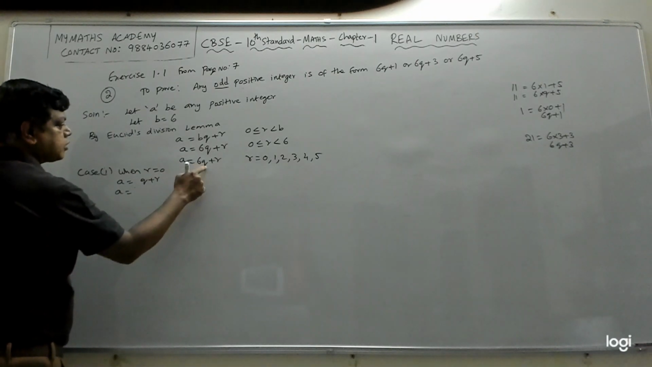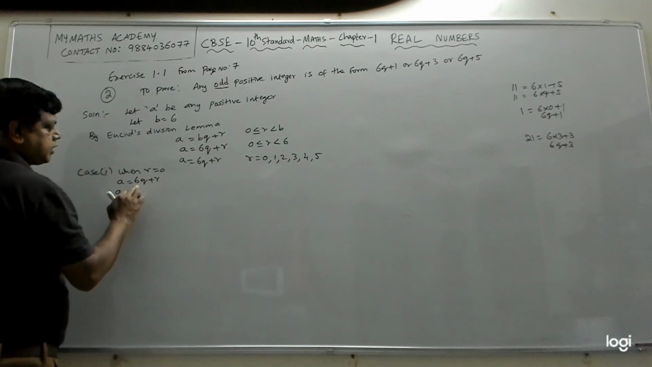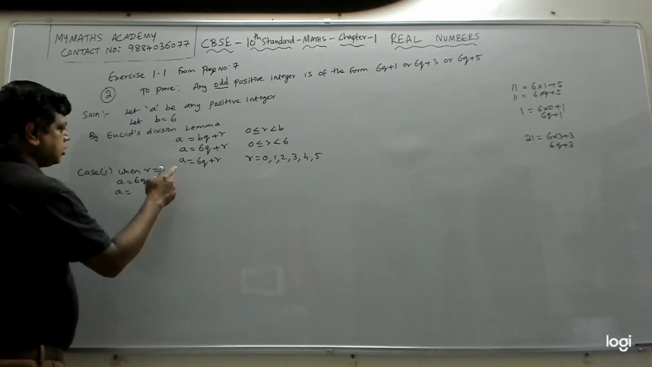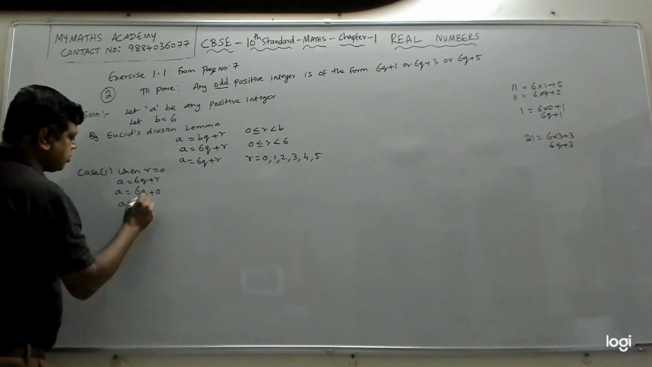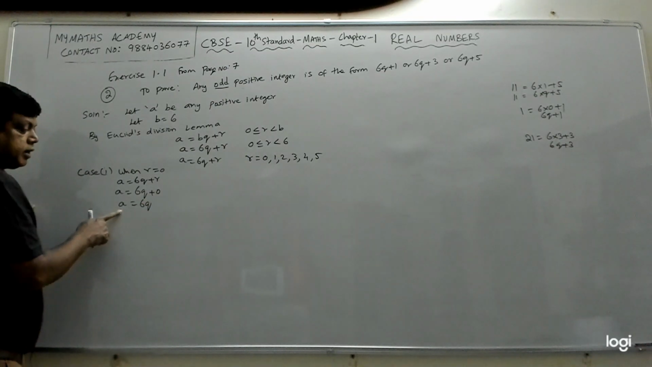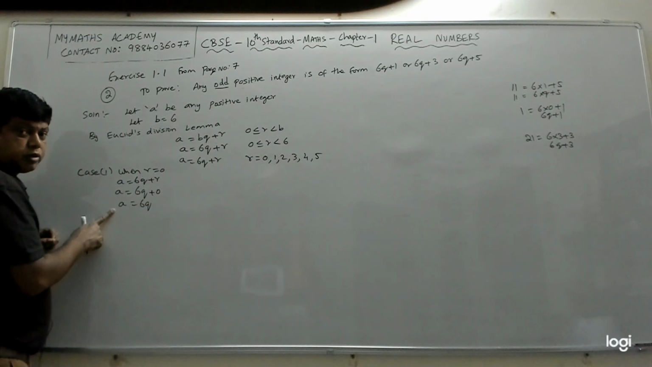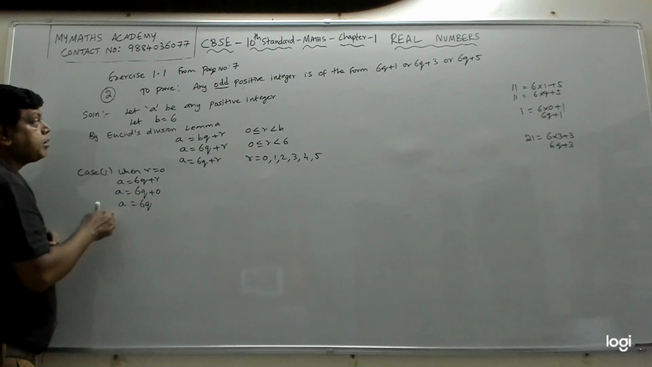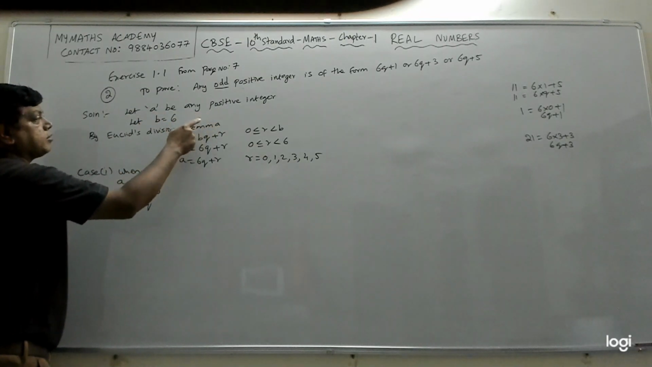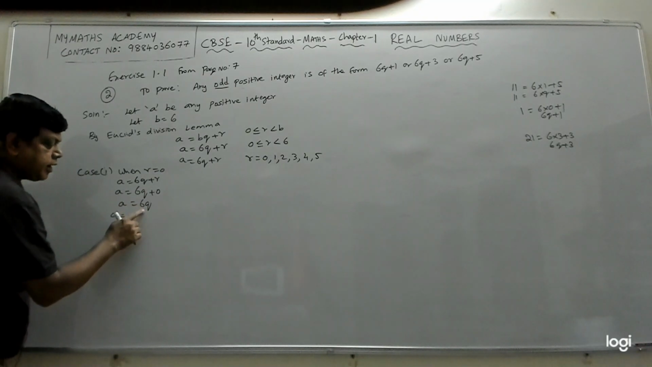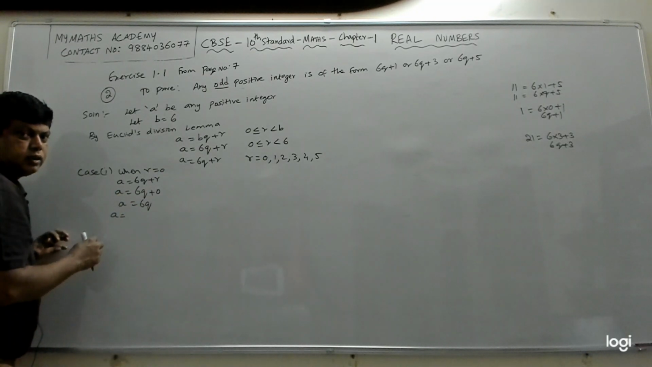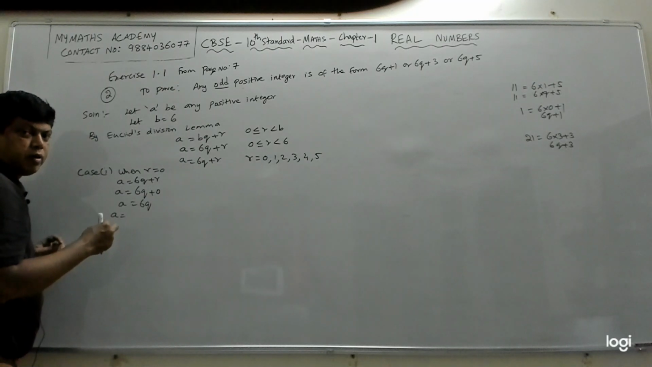My a is 6q plus r. So 6q, this is 6, not b, 6q plus r. So if you put r equal to 0, I'll get 6q plus 0, which means a is equal to 6q. Then I need to check whether a is an odd positive integer or even positive integer, because a is any positive integer. Now, to check whether it is even or odd, I should see whether I can write this as 2 into something. Any even number will be of the form 2m, where m is some integer.